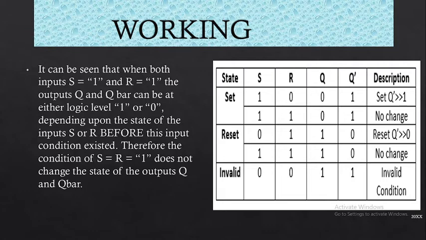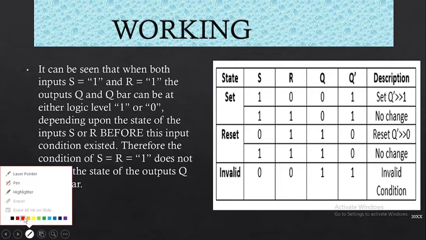In the reset state also, when S equals 0 and R equals 1, Q becomes 1 and Q bar becomes 0, and we say that in the reset state Q bar is set to 0. But here also, when S equals 1 and R equals 1, the values of Q and Q bar do not change. There is no change in the states of Q and Q bar when S equals 1 and R equals 1.